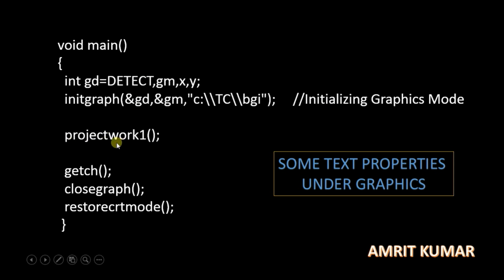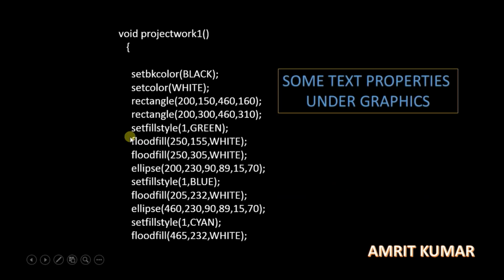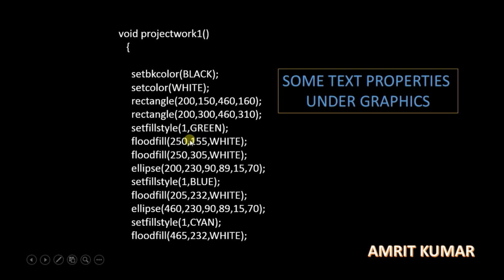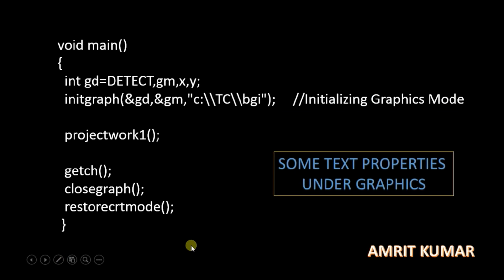After that I am using the project work 1 function, so this will call our function. This is that function, you can see here, in which I am using all the properties related to text under the graphics, which is going to help make our project good. It is going to help make our project with so many of the text properties that are needed in C programming for the execution of a good graphics project.